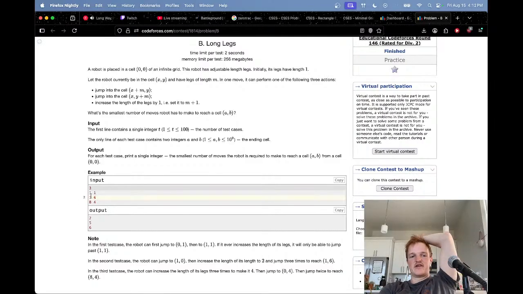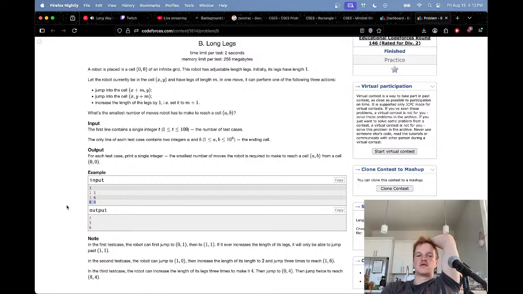But maybe here, if you said, I'm going to try to aim for a leg length of 3, you'd say 1, 2, 3, 4, 5, 6, 7, 8. It takes you 8 to get to the end. For a leg length of 2, it takes you 1, 2, 3, 4, 5, 6, 7, 8.